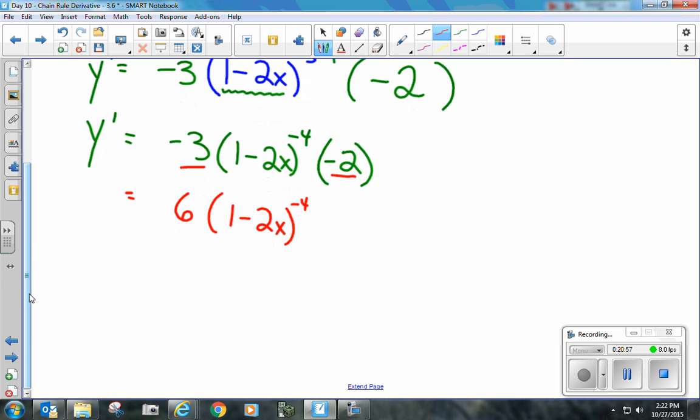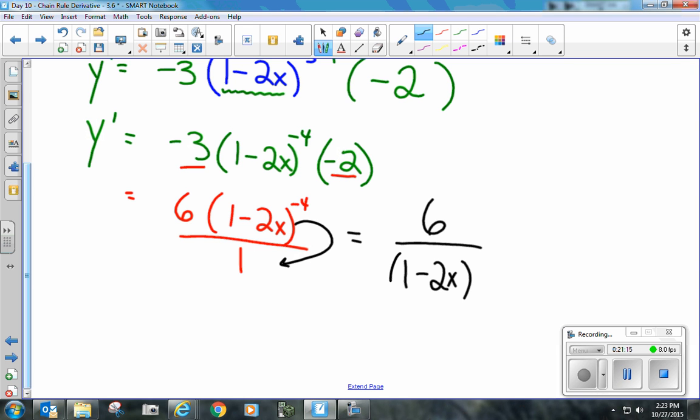To simplify that, I got to make the negative exponent positive, don't I? Which means I'm going to take that expression and bring it down, right? And then that will make that exponent positive. So now I have 6 all over 1 minus 2x to the 4th. Okay, that's as simple as it can be. How is that always positive?